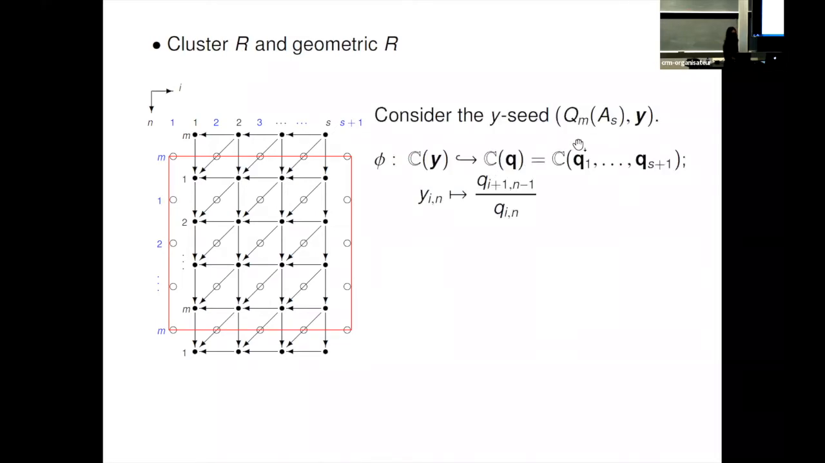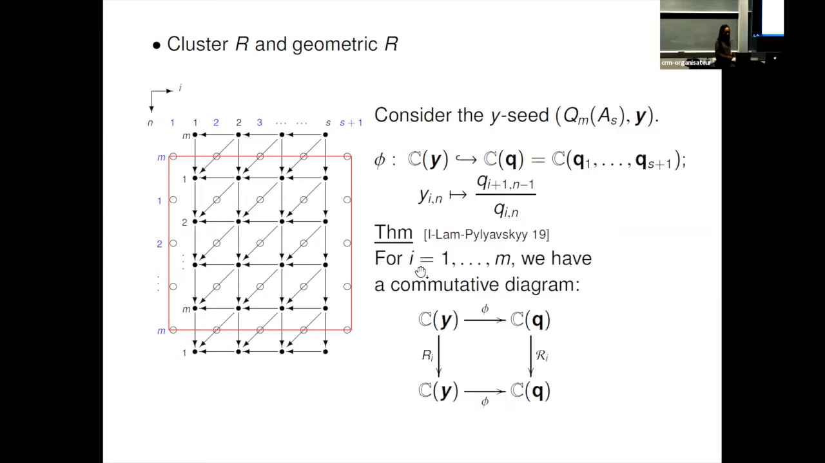We consider y variables. In the terminology of cluster algebra, this pair is called YC. Then we consider a map phi from the rational function field generated by cluster y variables to the rational function field generated by Q, assigned to white vertices, given by this formula. For example, if y lives on this vertex, it is given by a ratio of Q on this and this. So via this transformation, we get the following theorem.